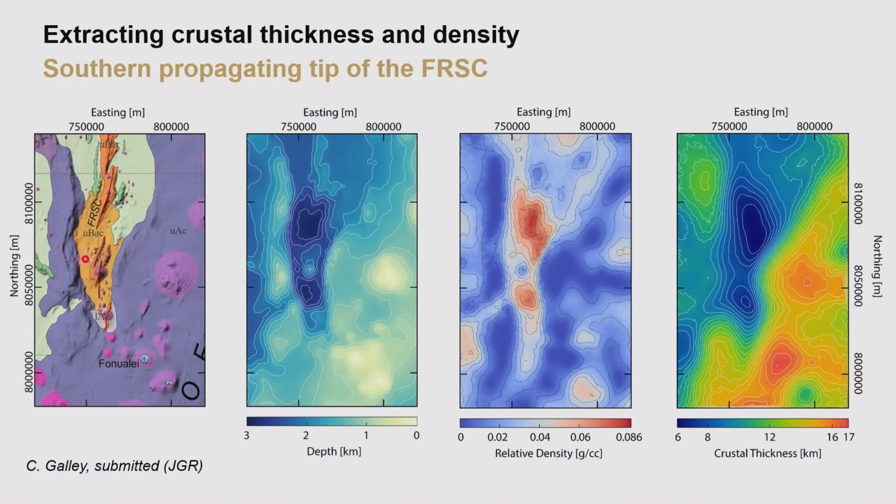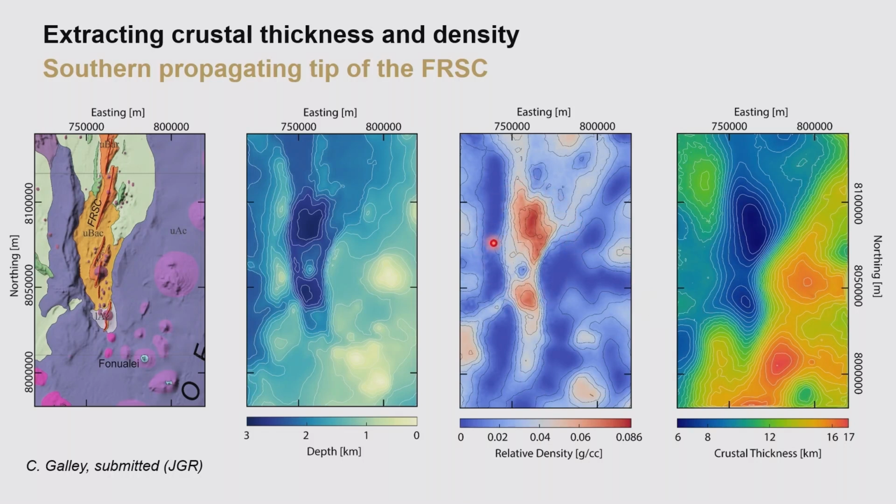This is the crustal thickness inversion that he's done, and you can clearly see the thinning of the crust and the V-shaped opening of the rift as it propagates into arc crust. You can also see that it's actually splitting at the bottom at the southern tip of the Fonolai Rift, and that's probably an emerging triple junction with a strong density variation related to mafic intrusive rocks.